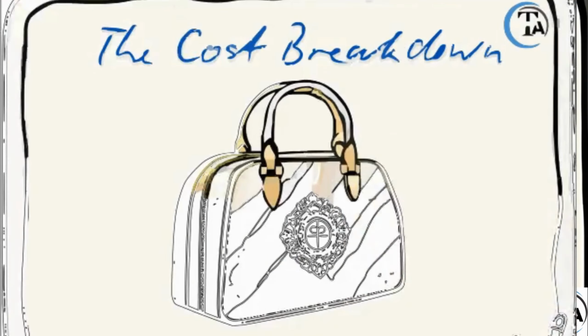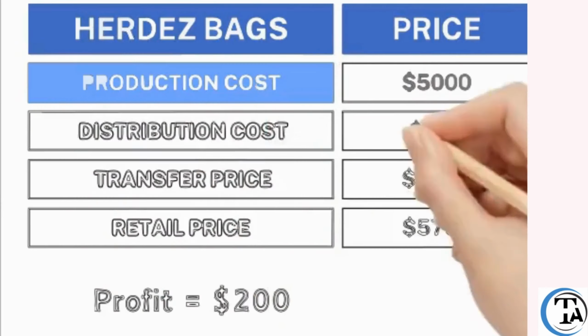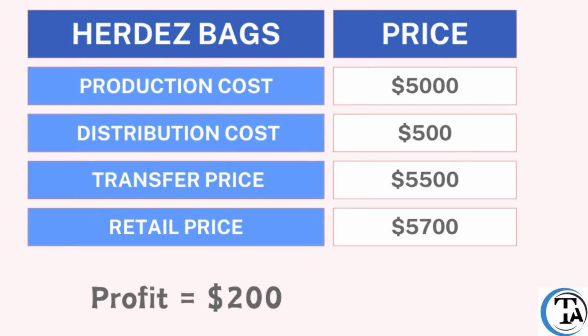Herders Sweden sets a transfer price of $5,500, and its subsidiary Herders Germany retails the bag at $5,700 in Germany. So overall, Herders, the company, made $200 in profit and is expected to pay tax on this. So this is a cost breakdown.